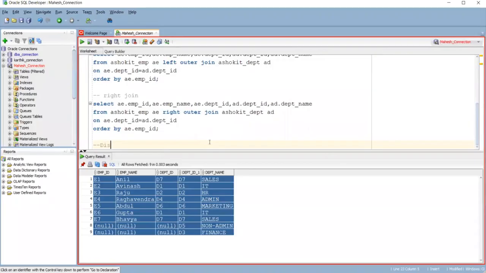Display all the employees. Display all the employees and their managers. Okay. And their departments. Departments and their managers.